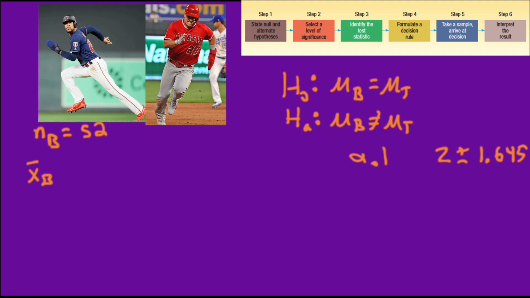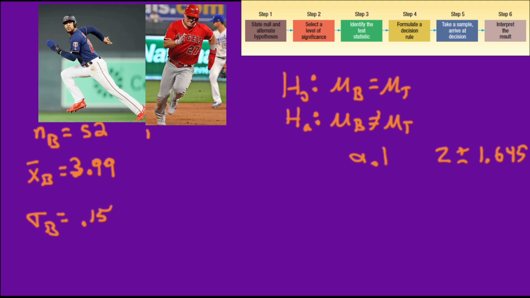We have an X bar in those sprints of 3.99. Sorry, I'm just making a couple little edits here. Okay, and let's say we know that the sigma B, the population standard deviation for Buxton, is 0.15.